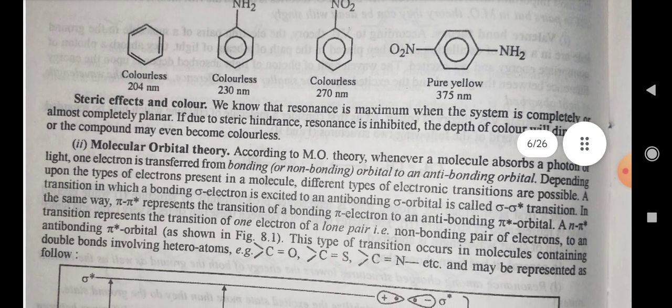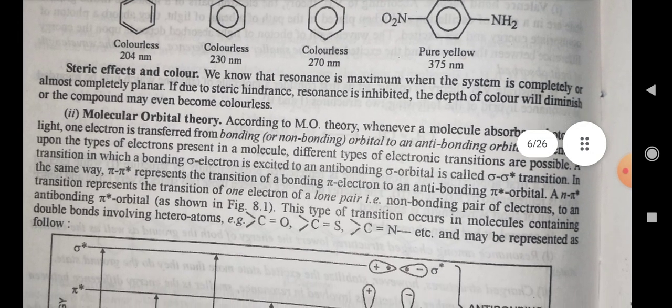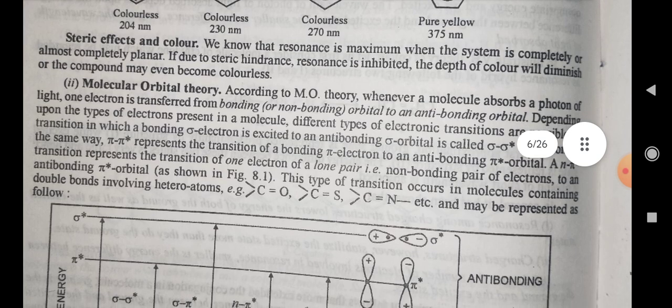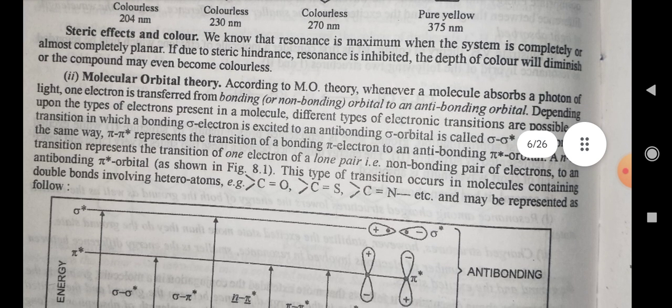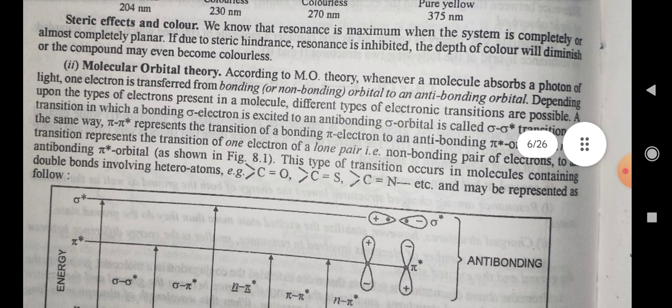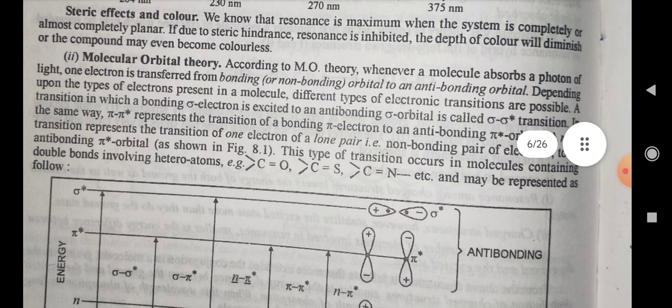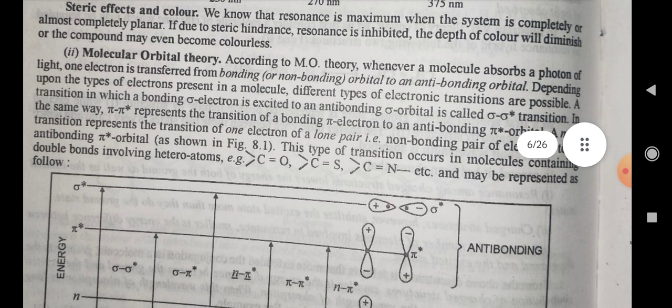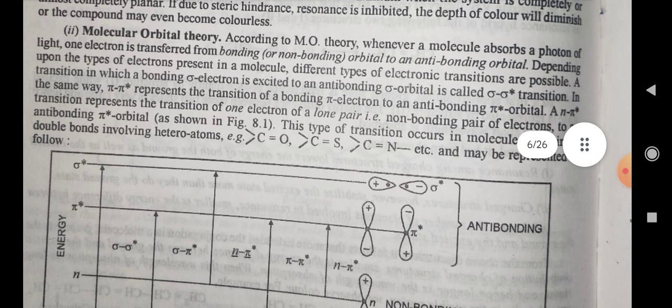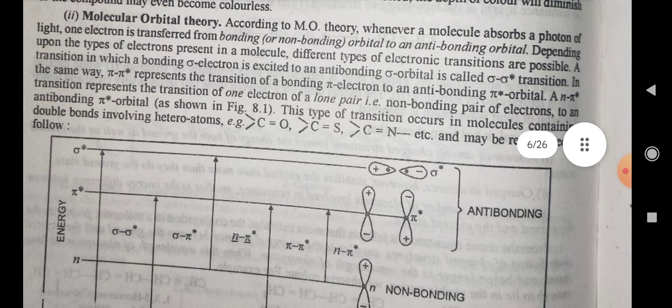Steric effects and color. We know that resonance is maximum when the system is completely or almost completely planar. If due to steric hindrance resonance is inhibited, the depth of color will diminish, or the compounds may even become colorless. Molecular orbital theory.